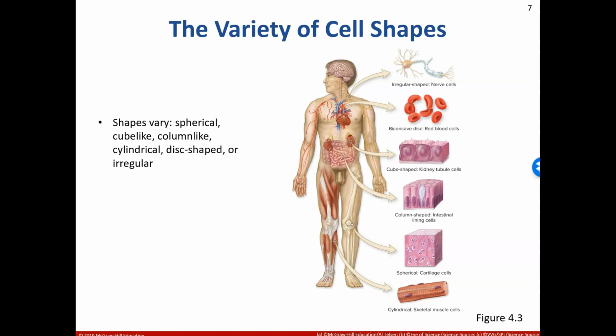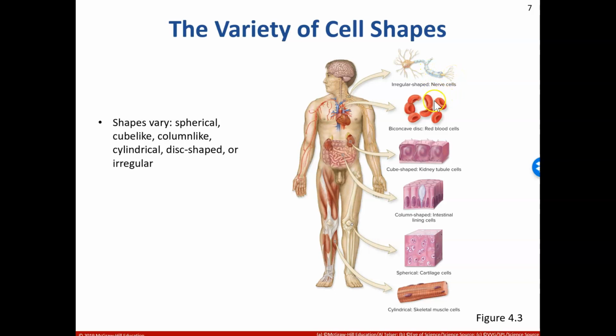And our cells are going to have different shapes. We have spherical, cube-like, column-like, cylindrical, disc-shaped, or irregular types of cells. And we see some of those in examples over here. So at the very top, we see that irregular shaped nerve cell in which we have the cell body over here and extensions extending on out of that cell body.